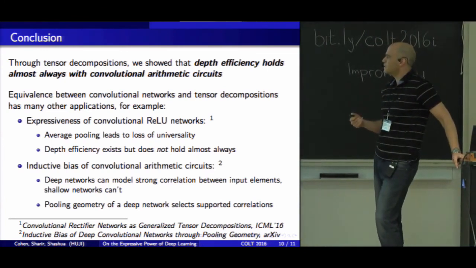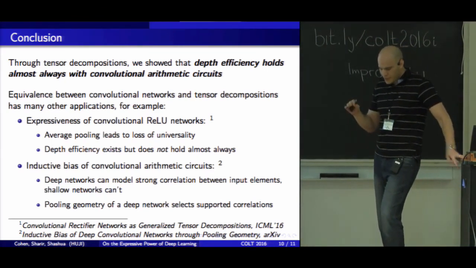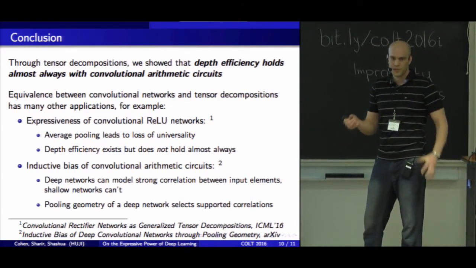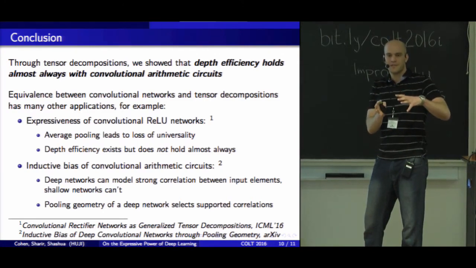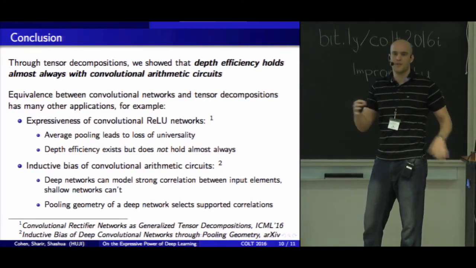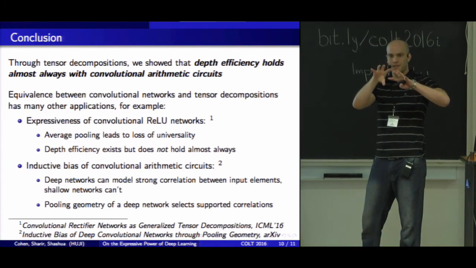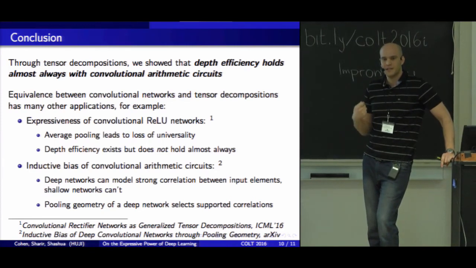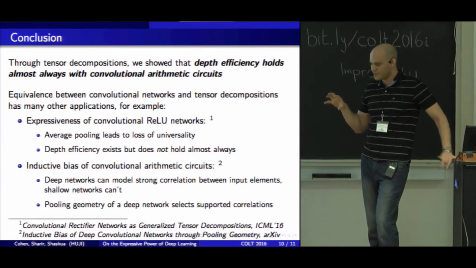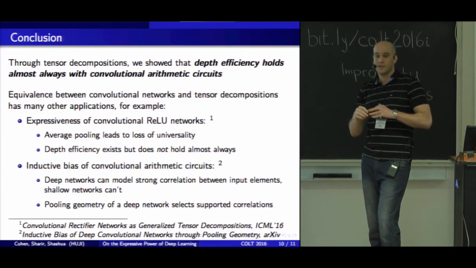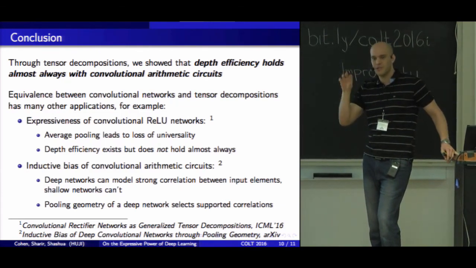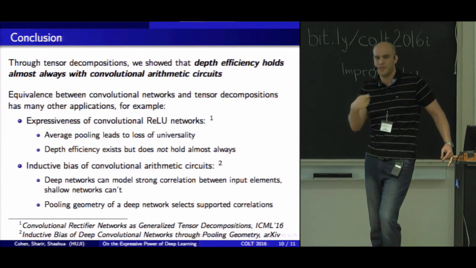We use this to analyze not only show that deep networks can do things that shallow can't, but also say why these things are interesting. Okay, so we focus on the correlations that functions can model and show that deep networks can model correlation between certain regions of the input, whereas shallow networks can't. And this is something that we would like to be able to do. And we also show that the type of correlations that a deep network can model, they can't model a strong correlation between any regions. It has to select which regions it can model correlation for. And the pooling geometry of the network, that determines which regions are supported.